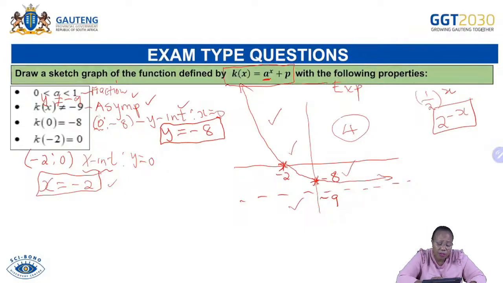Let's say now you were looking for the equation for this. We have k of x, which is equal to a to the power x plus p. p, remember, is the asymptote. Then we can substitute minus 9 for p. And then now we have a point on the graph, of which you can use the minus 8. When x is 0, no, it's not going to work here because it will give us the what there.